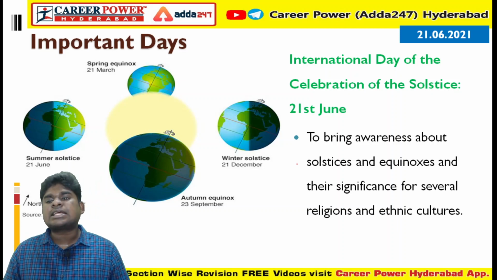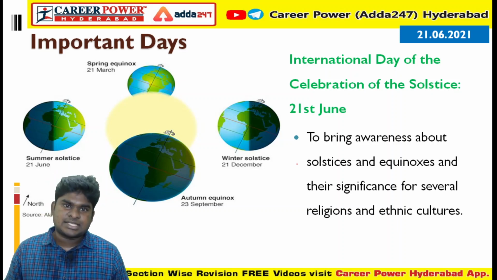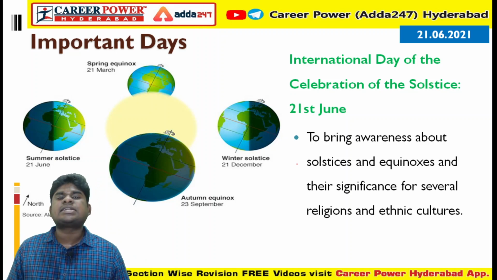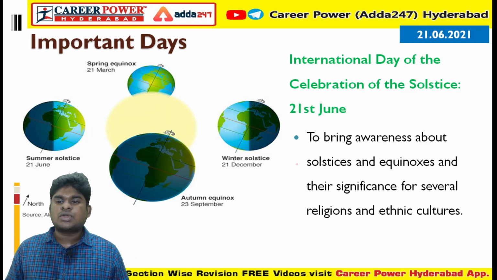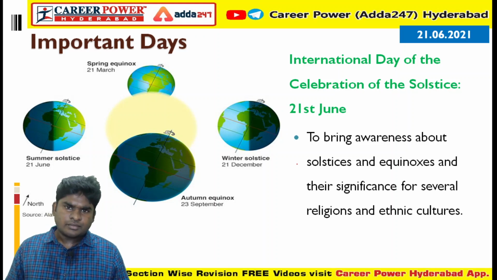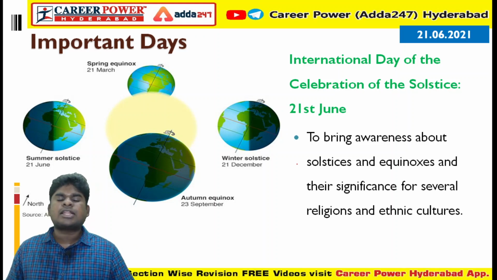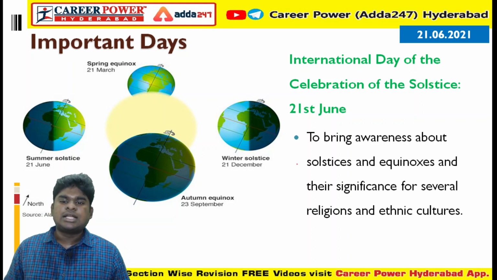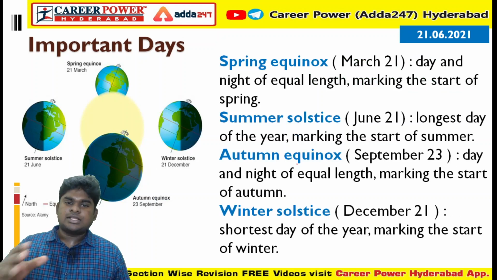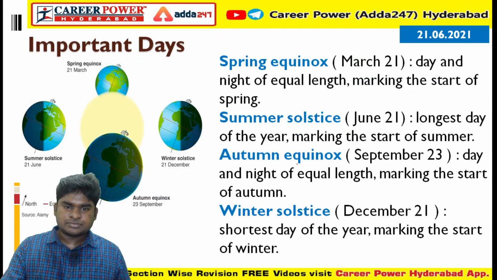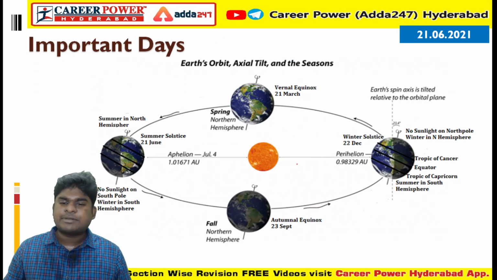So next is International Day of the Celebration of the Solstice. 21st June is the longest day on the earth. So that is why we celebrate 21st June as the International Day of the Celebration of the Solstice. The main aim of the day is to bring awareness about solstice and equinoxes. So you can see on the picture. Okay, see the picture here.